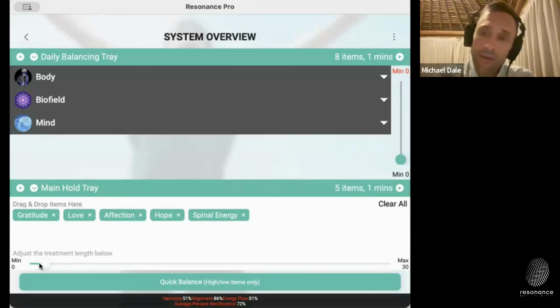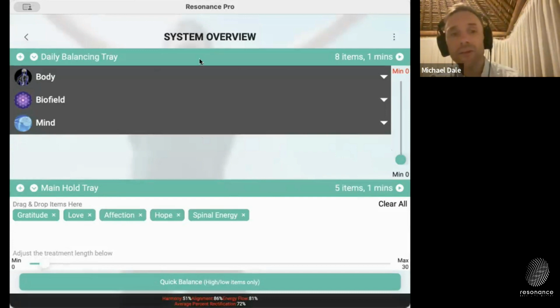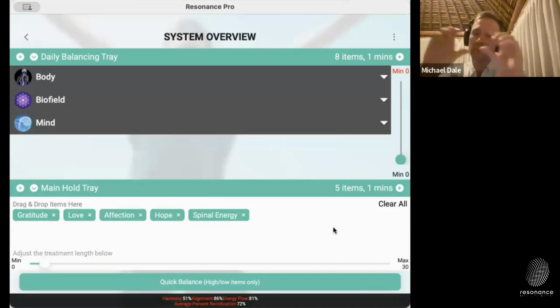And then in a more advanced training, you'll find that you can use a process called dynamic mirror processing, where, for example, you can balance the daily balancing and the main hold trays at the same time. But we'll go into that in a more advanced session. For now, it's just really important that you master the basics. So we've talked about a session format. We did a 3-minute quick balance, then we did 7 minutes of the daily balancing tray. And then we finished off this particular session with the main hold tray.